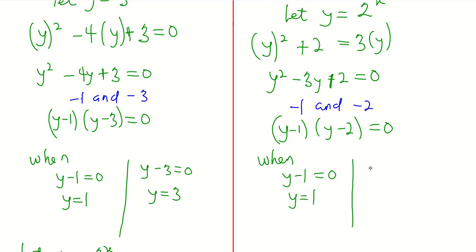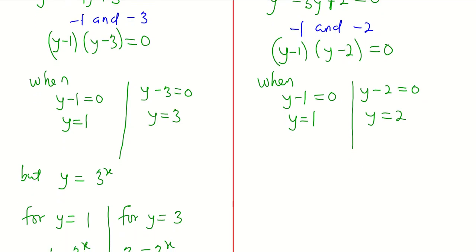In the same way, when y minus 2 is equal to 0, then y is equal to 2. And this becomes the value of y. But the most important thing is that we are looking for the value of x. But remember, we said we should let y be equal to 2 exponent x.